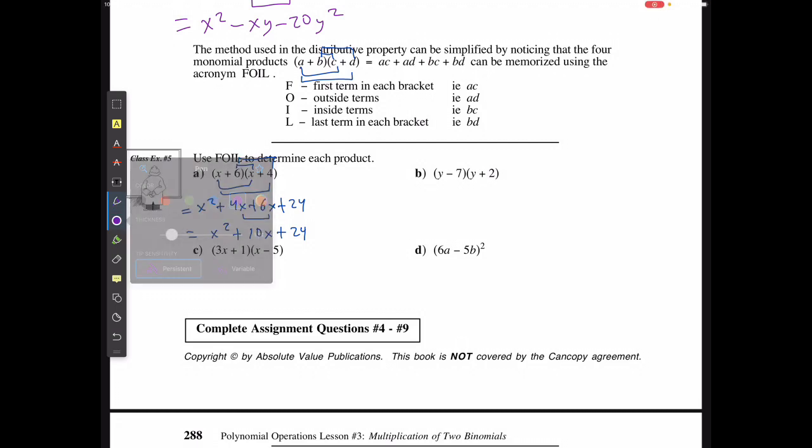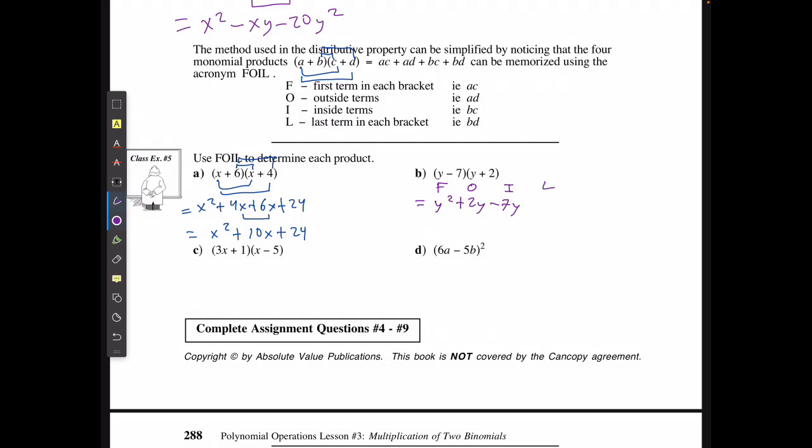For example B, the first terms, y times y, give me y squared. The outside terms, y times 2, give me 2y. The inside terms, negative 7 times y, give me negative 7y. And the last terms, negative 7 times 2, give me negative 14. And I combine my like terms again. Y squared minus 5y minus 14.